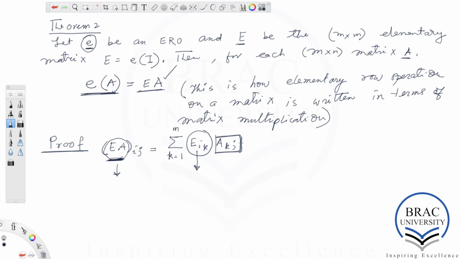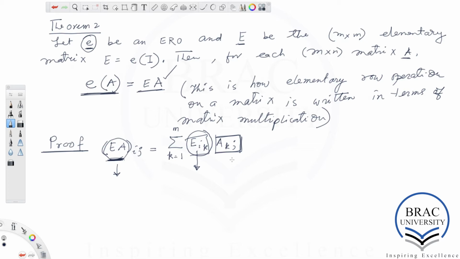So the entry corresponding to the ith row and the jth column of this product matrix E times A is obtained from the entries corresponding to the ith row of E and the jth column of A. Okay, so this is what I wanted to say. So this is the first observation.